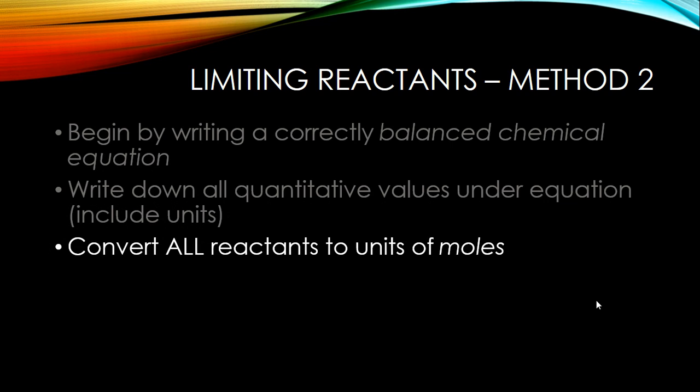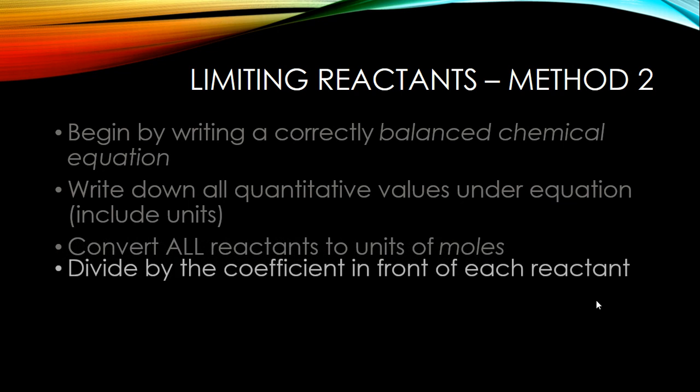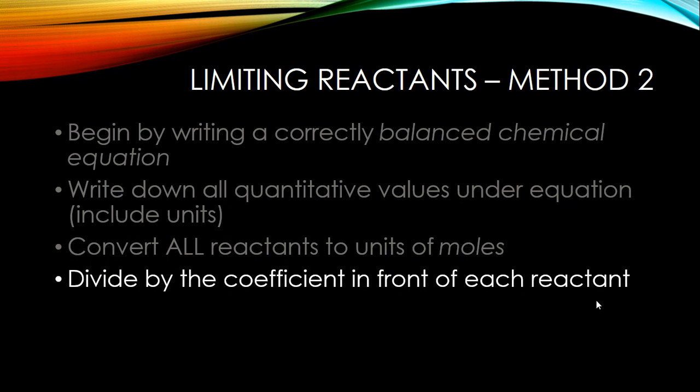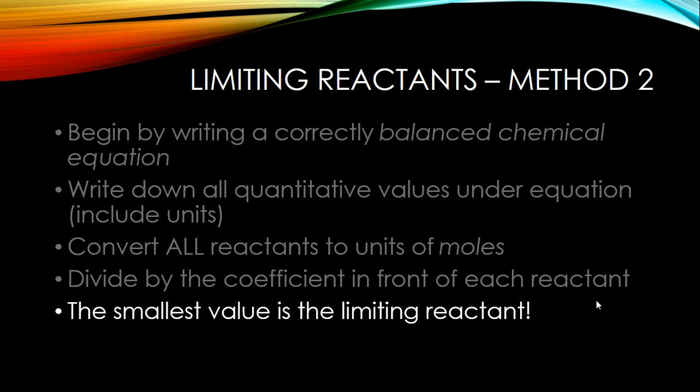Then you convert all reactants to units of moles, right? So this is before you look at reactants to products. And then we divide by the coefficient in front of each reactant. And then the smallest value is the limiting reactant. So this way is actually a little bit shorter than method 1. And we will work some of these problems together so that you can see how to work through those.